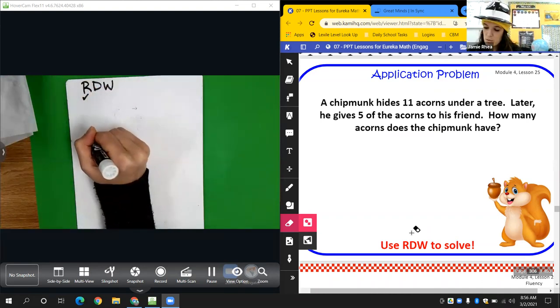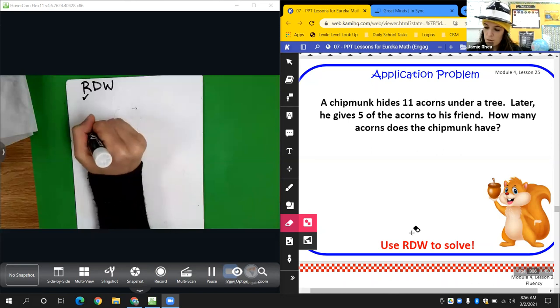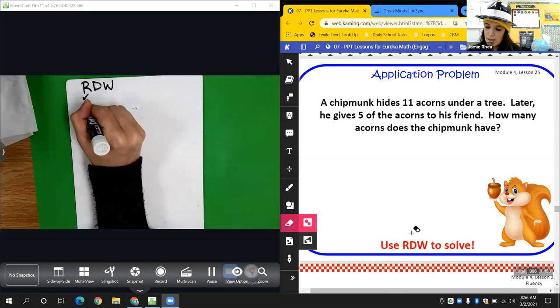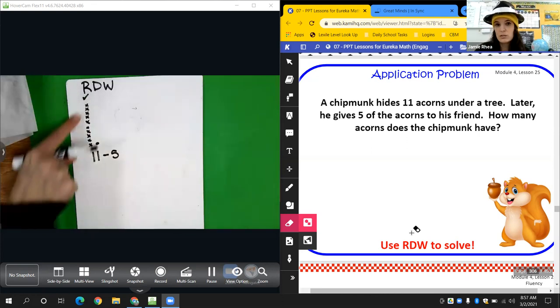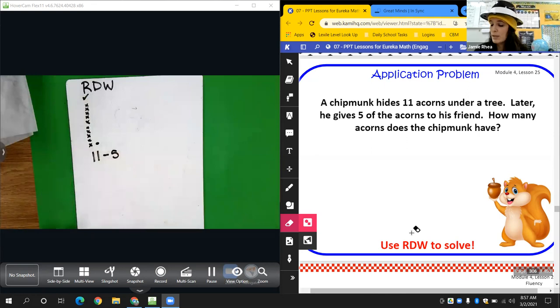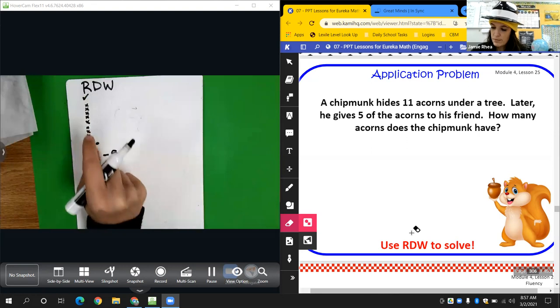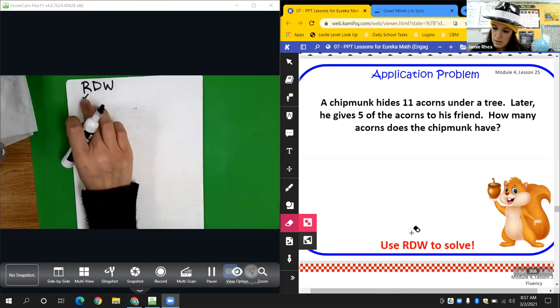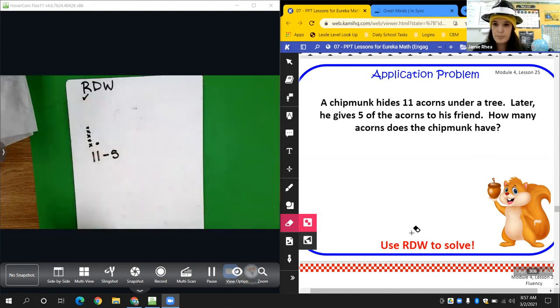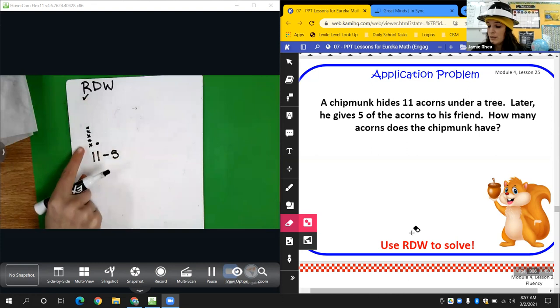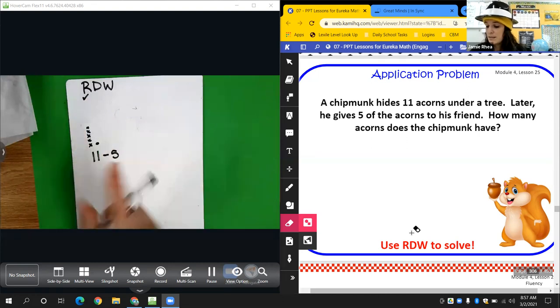1, 2, 3, 4, 5, 6, 7, 8, 9, 10. Okay, there's our 10 into 10 ones. I left it in the line so it still looks like 10 because I'm still showing 11. Now let's take 5 of those away. 1, 2, 3, 4, 5. So I'm going to just take 5 away. How many do I have left? 5, 6.